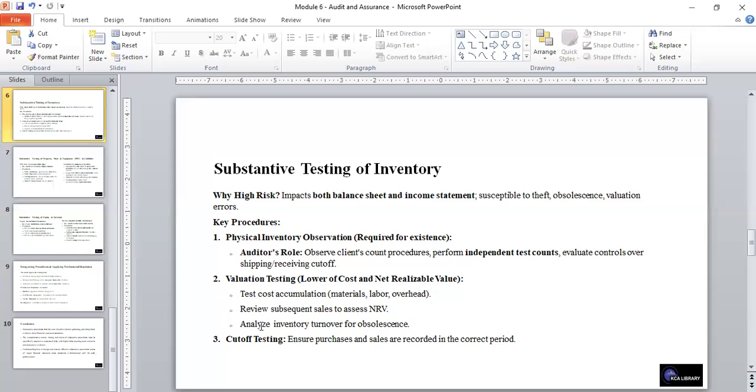It requires the lower of cost and net realizable value, and it tests count accumulation, material and labor overhead, and also it reviews subsequent sales to assess the NRV, and lastly, it analyzes inventory turnover for obsolescence. And another procedure is cutoff testing, and for this, it ensures purchases and sales are recorded in the correct period.